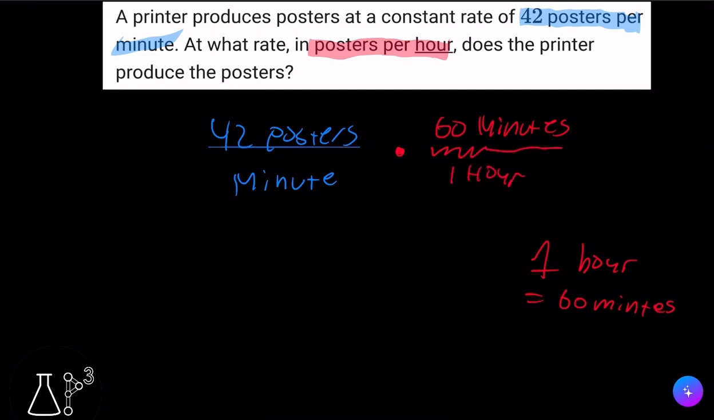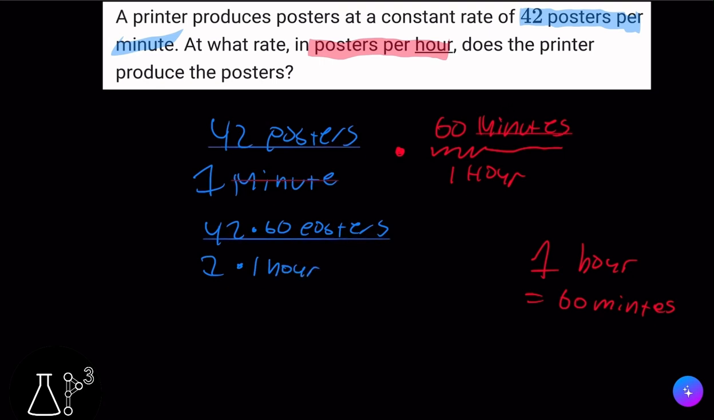So now we can multiply. The terms minute cancel out, and then we write 1 minute for blue. So every minute there's 42 posters. And then what we can do is multiply 42 posters times 60 and 1 times 1 hour to get the constant rate of posters per hour. So we write that as 42 multiplied by 60 posters and divided by 1 minute, or 1 multiplied by 1 hour, because the minutes cancel out.